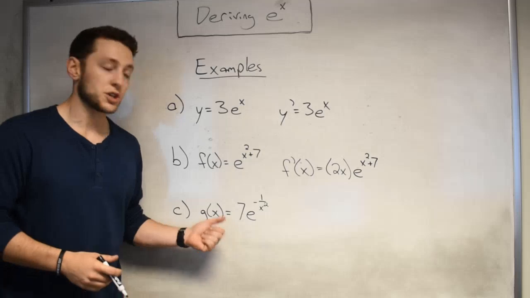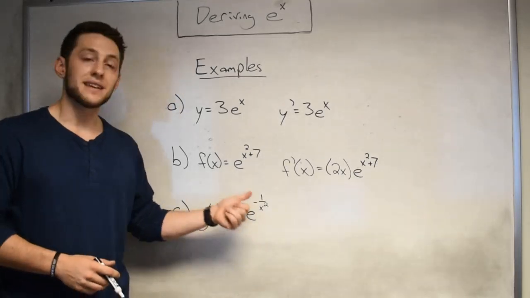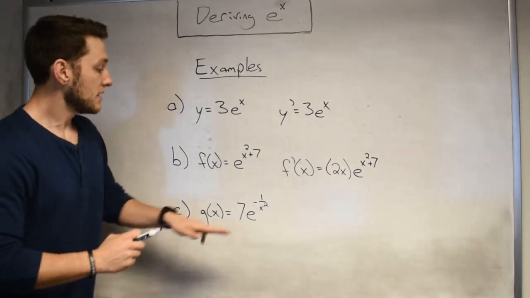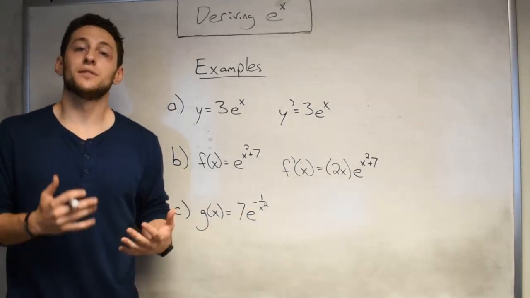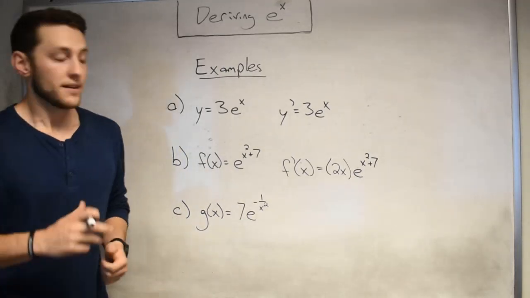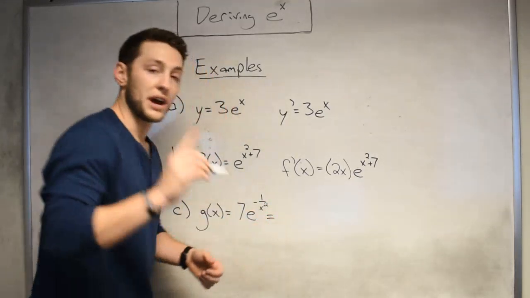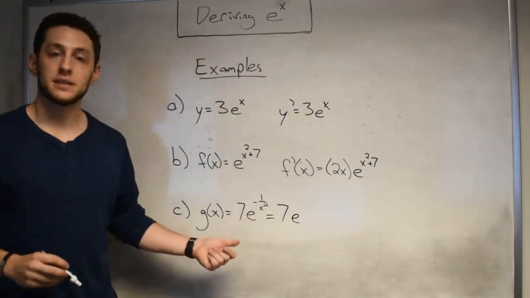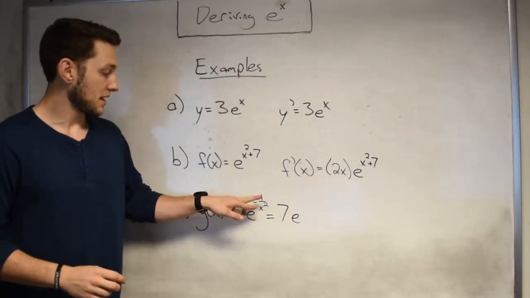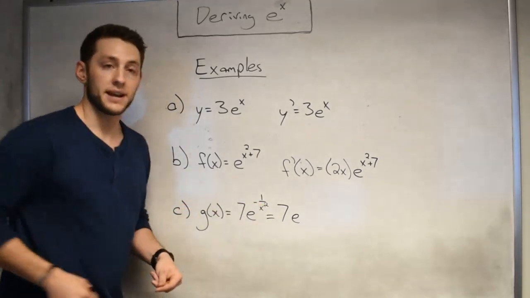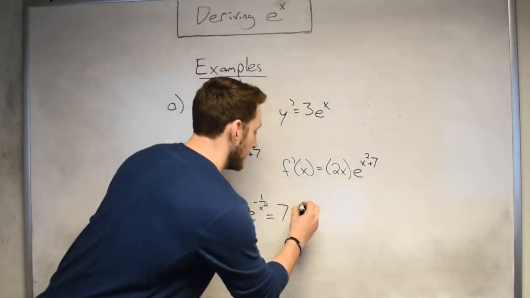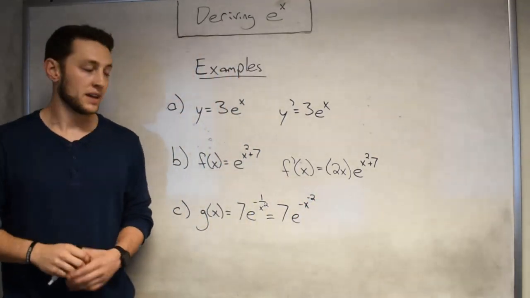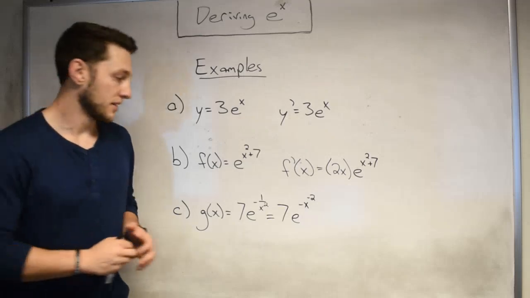Lastly, let's consider the function g of x equals 7 times e to the negative 1 over x squared. In this case, we have a negative 1 over x squared. It's helpful to rewrite that as always. So my first step without deriving will be to write this as 7 times e to the, well, the way to make this thing not a fraction is by making this power negative. So we have negative x to the negative 2 as our power. Now we can actually take the derivative.